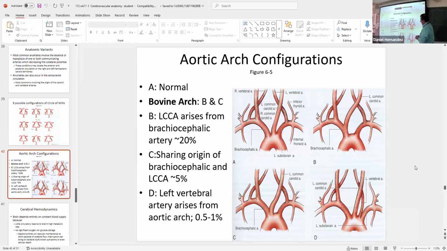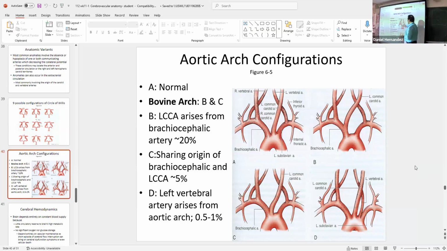The other major anatomical variant that you might see, aside from the bovine arch where you just have the 2 branches, is dealing with the vertebral arteries arising off the aortic arch. So you might have a vertebral artery that arises off the aortic arch, particularly on the left side, so that left vertebral artery comes off as a kind of 4th branch.